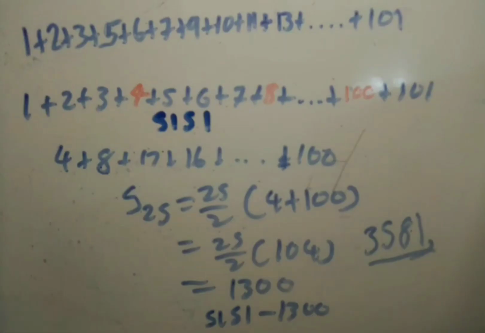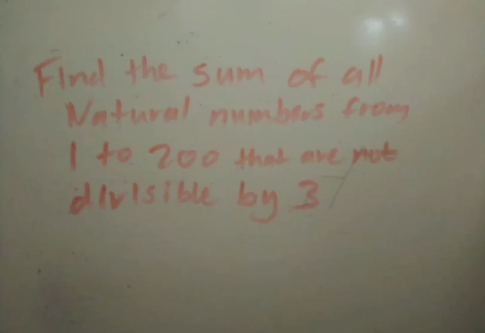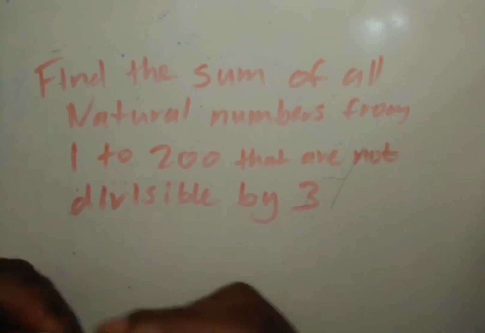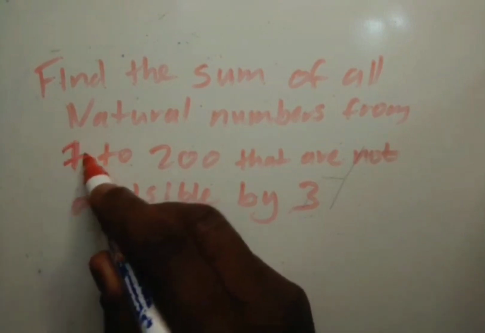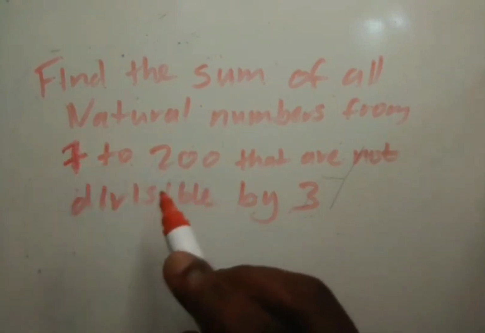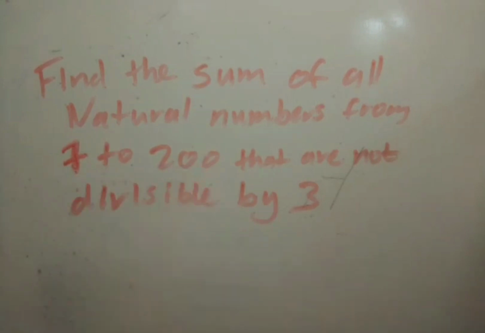So I'm going to show you a second example. Let me just show you a second example. So here is another question. Find the sum of all natural numbers from 1 to 200. As a matter of fact, let me change this one. Let's say find the sum of all natural numbers from 7 to 200 that are not divisible by 3. So let's just put it down in practice.